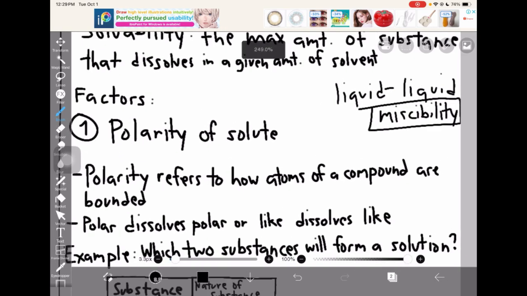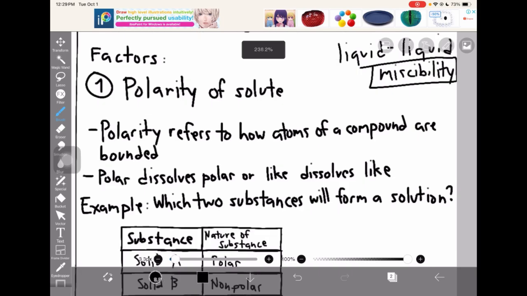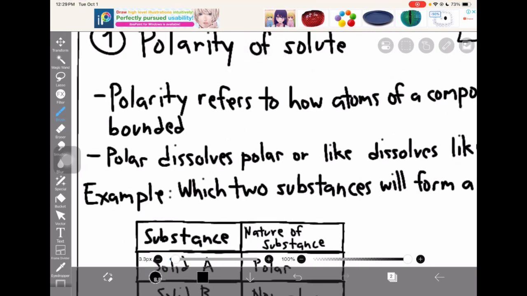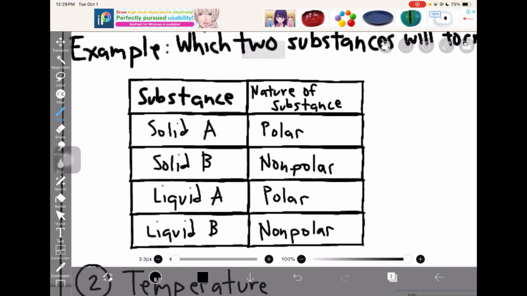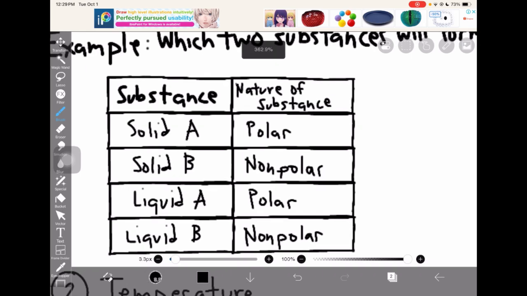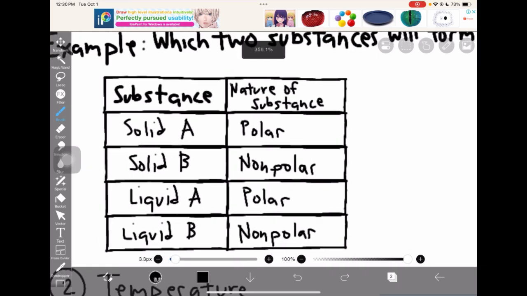The polarity of the solute is the first one. It refers to how the atoms of a compound are bonded, but we don't really need to look into the atoms because usually it would just be simply stated as polar or non-polar. So we know that like dissolves like, and polar dissolves polar. So in this case, if we are given this table, which of the two substances will most likely form a solution? Well, it's obviously solid and liquid A because they're both polar. It's that simple. Just look at the tables.